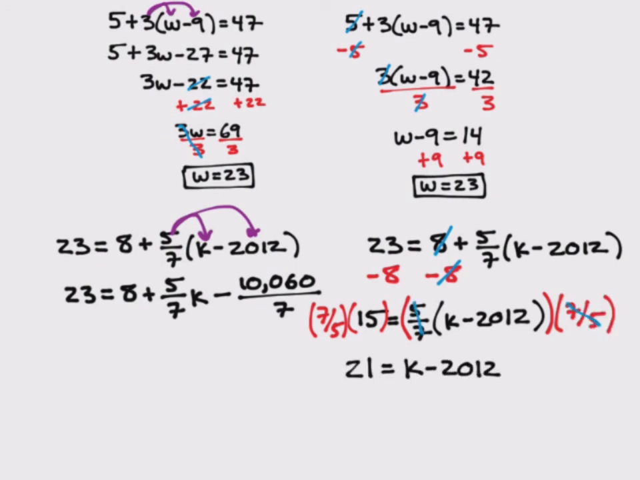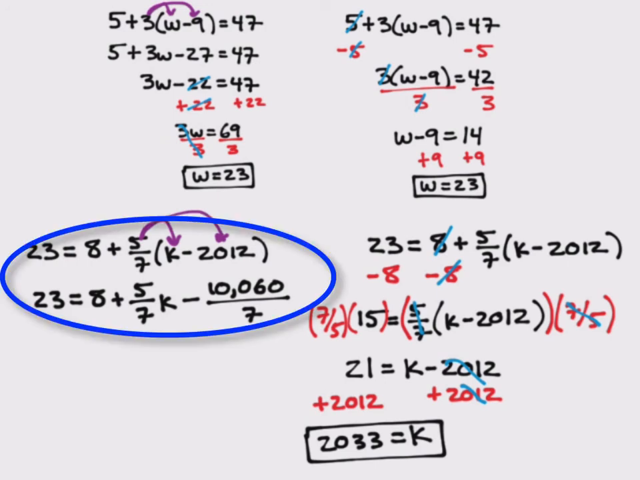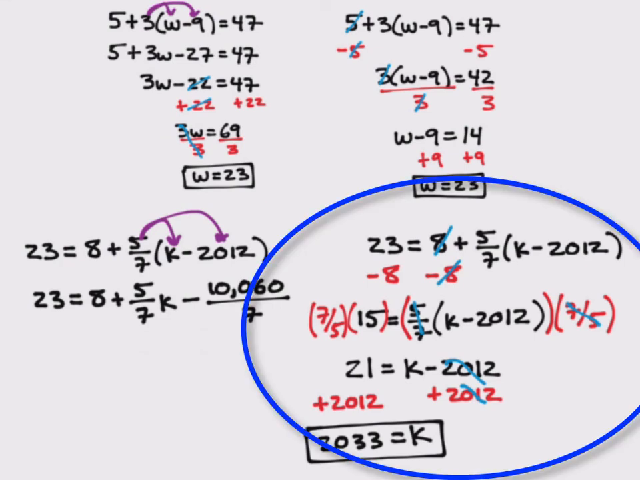And whoa, check it out. We got this very nice equation. 21 equals k minus 2012. I bet you know what to do from here. And we find our solution to be 2033. Now note, that would have been the solution if we had done it this other way as well, but that just looks like it would have been a lot tougher, and this way wasn't so bad at all.